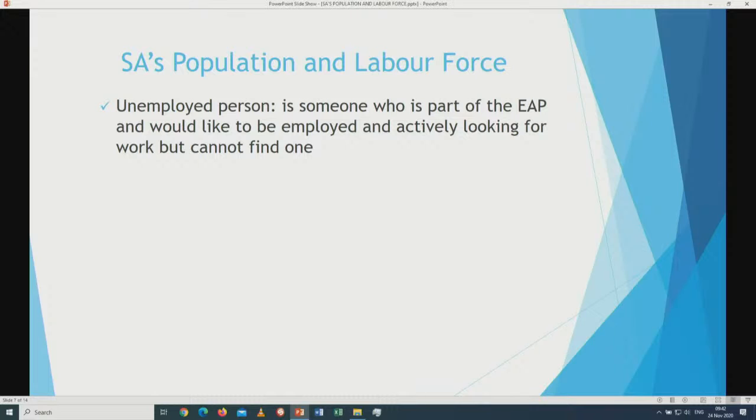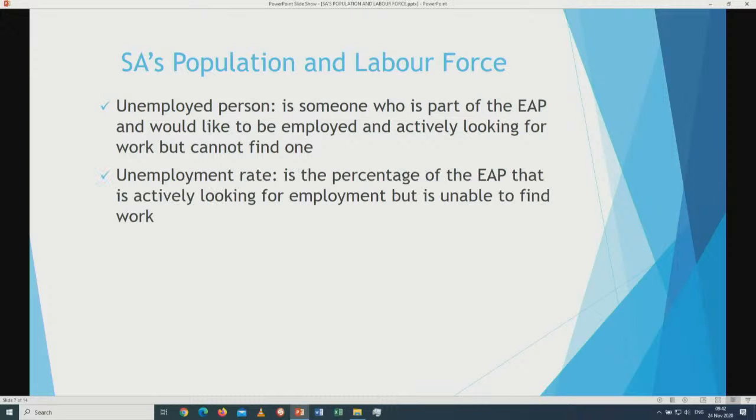So when we talk about an unemployed person, what type of a person is unemployed? It is someone who is part of the economically active population, which means this person is between the ages of 16 and 65 and would like to be employed. This person is actually looking for employment actively and is willing to work. If such person cannot find a job, then we say this person is unemployed. Right. I hope that is clear.